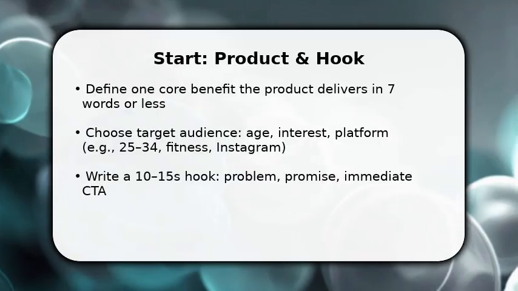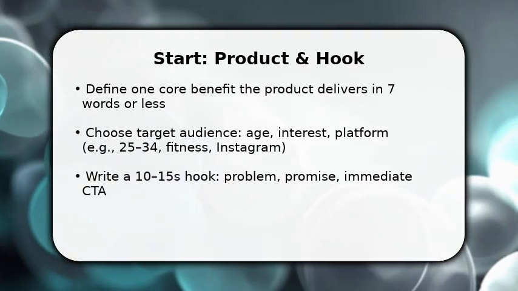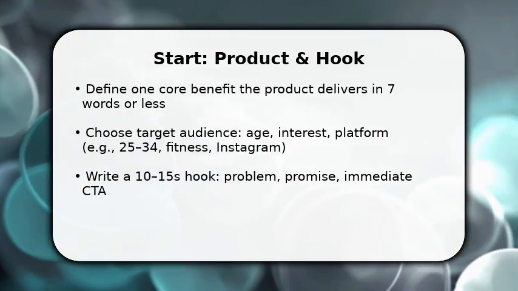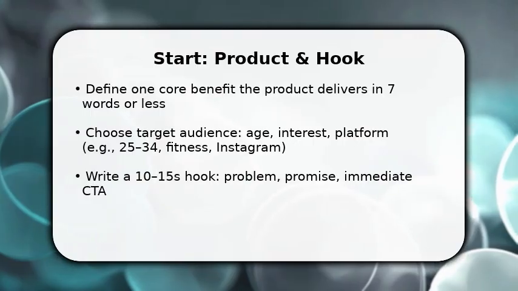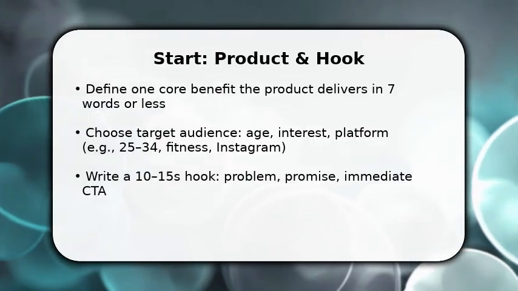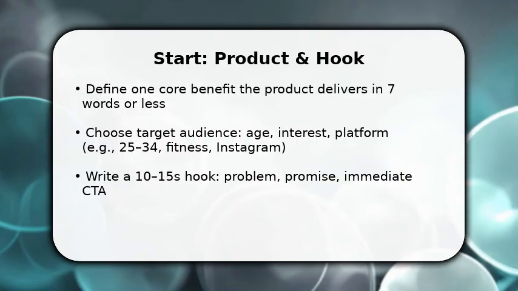You begin by picking the single benefit that sells the product and why it matters to your buyer. Once chosen, craft a 10 to 15 second hook that states the problem and the promise. This is what stops the scroll.